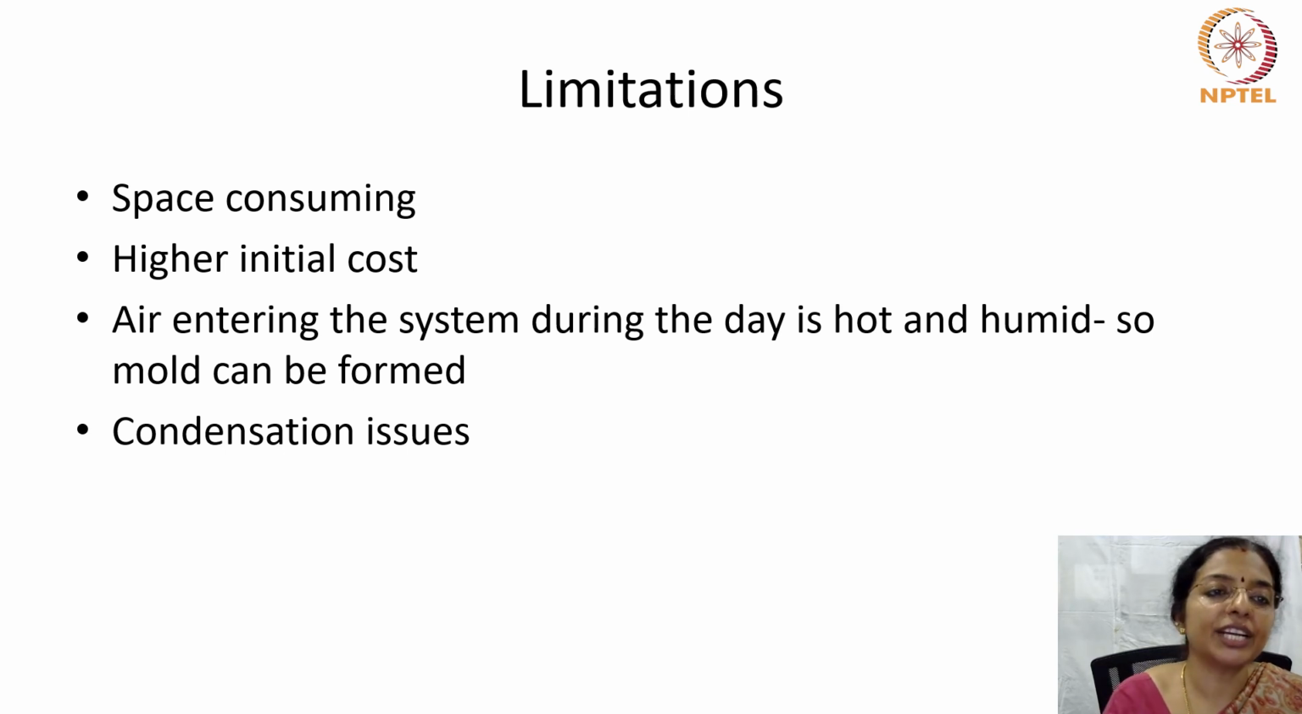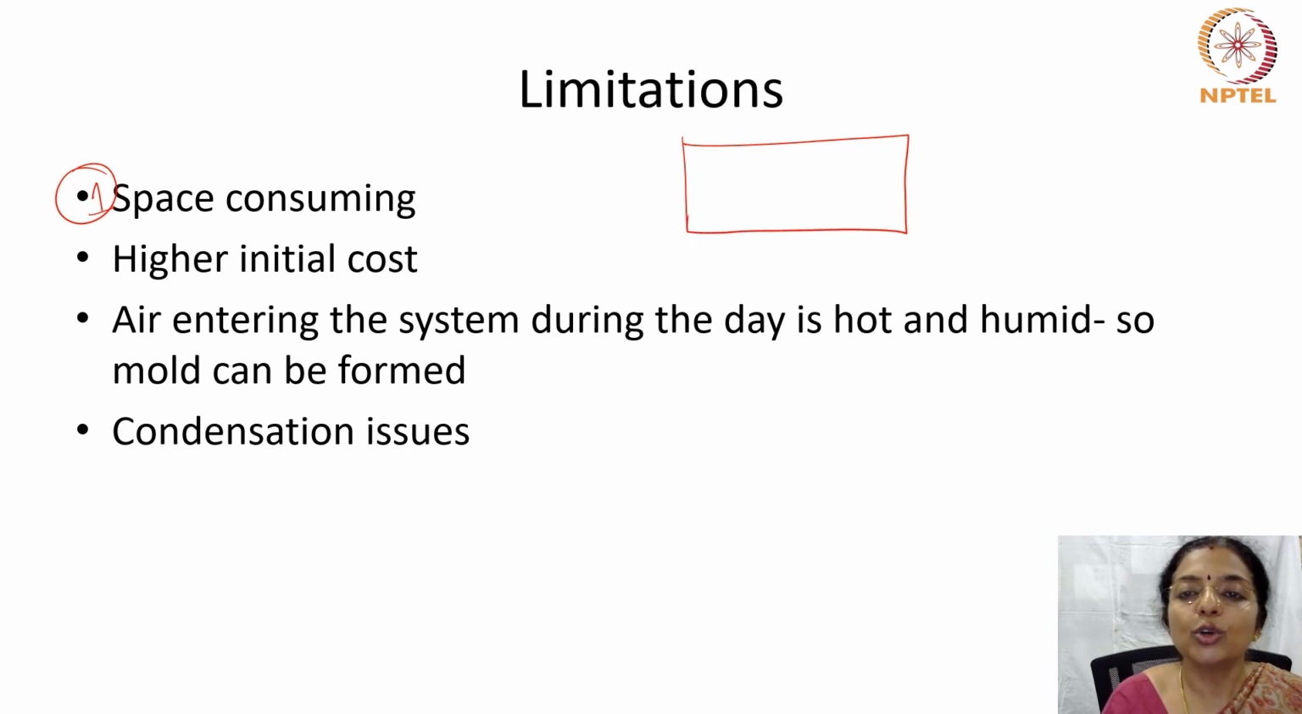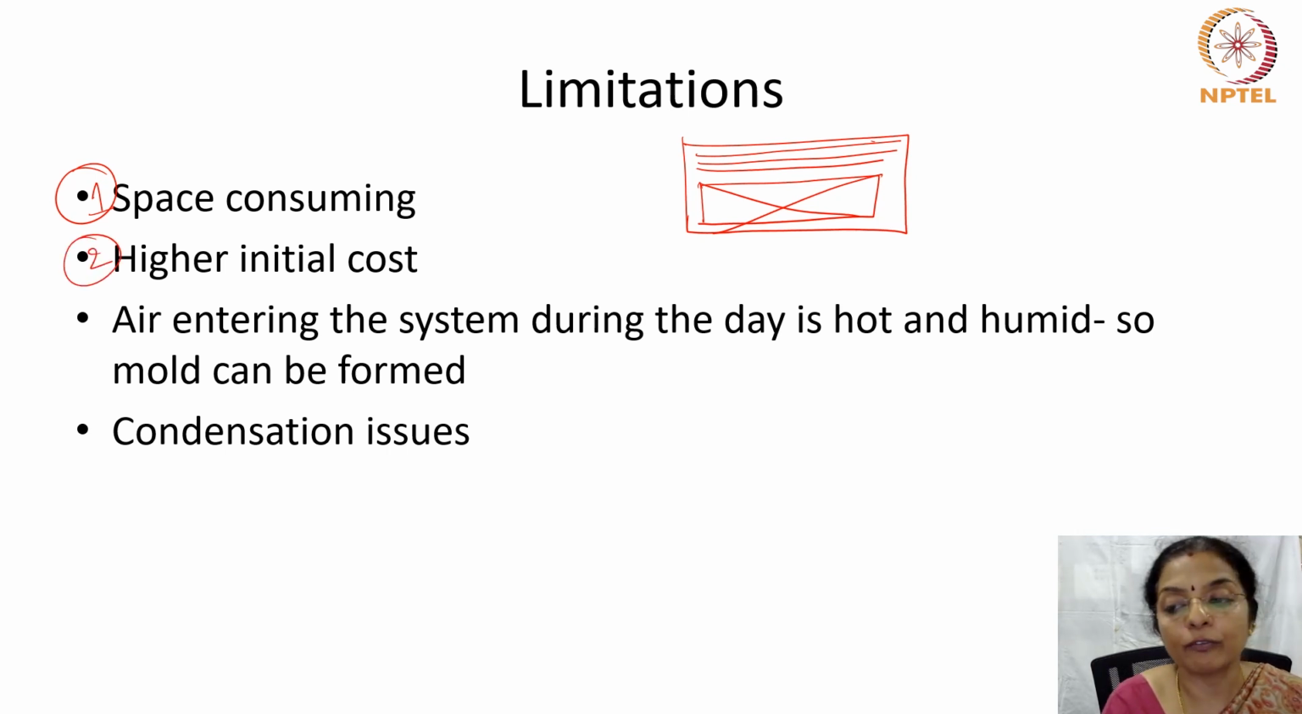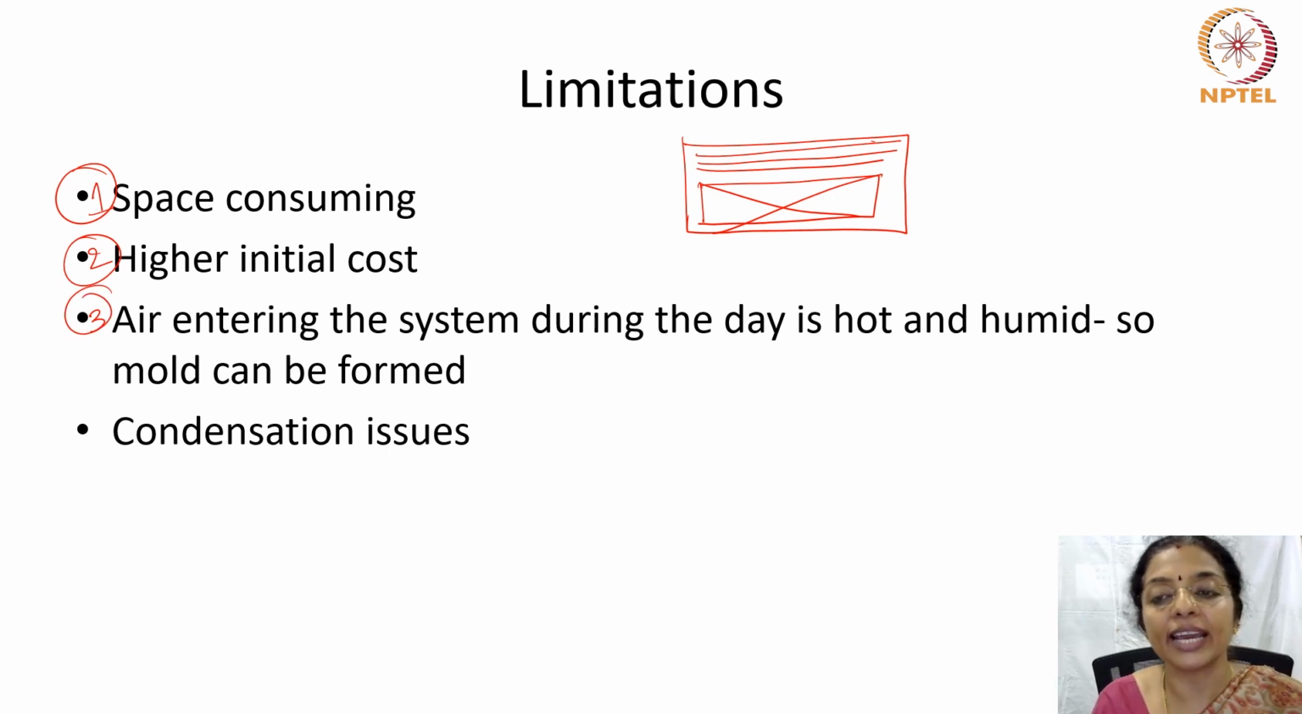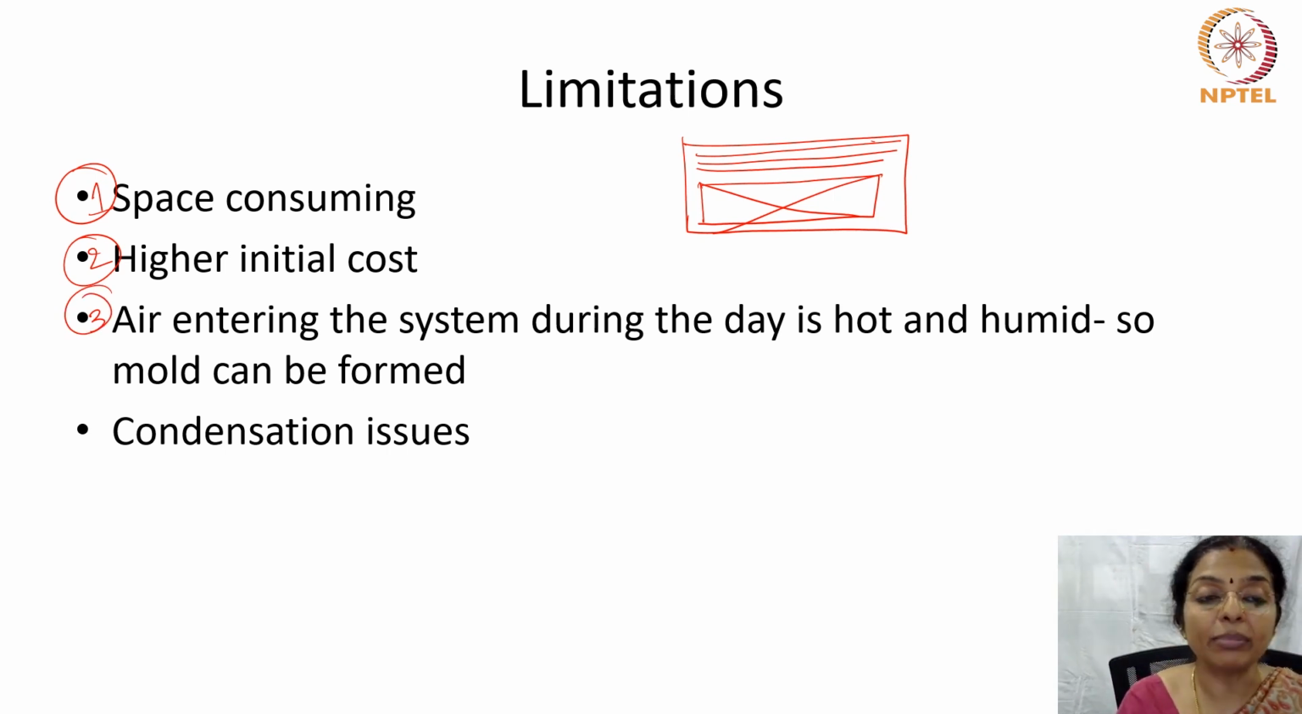There are certain limitations. First, it is space consuming. On a site like this, you will have to allocate and segregate space for the pipes to be laid, and the building can come only in one part. Second, it has a higher initial cost because you have to spend for the tubes. Third, air entering the system during the day is hot and humid, so sometimes mold, which means fungus, can be formed. You can also have condensation issues, so you have to be careful about them.